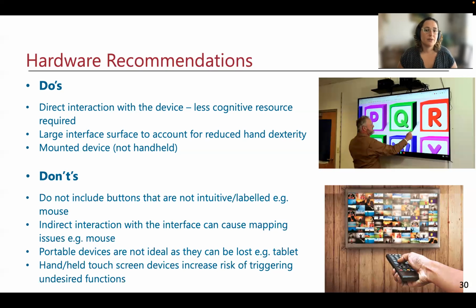We also have our don'ts. Don't include buttons that are not intuitive or labeled. Previous research has shown that using a mouse that has buttons that aren't labeled just confuses, or having a spin wheel on the mouse causes a person to start playing around with that and losing concentration on what's actually happening. Indirect interaction with the interface, as I said, can cause mapping issues. So using a mouse and then tracking where that mouse is on the actual screen, and then knowing what to do. Portable devices are not ideal as they can get lost, and handheld touchscreen devices increase the risk of triggering undesired functions.